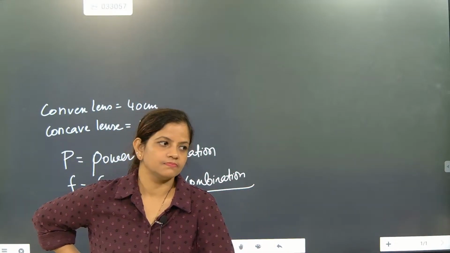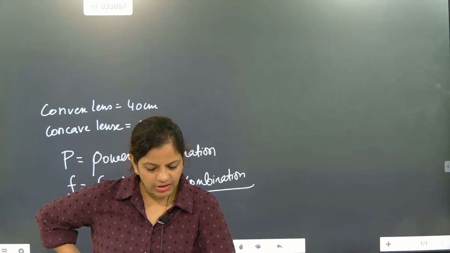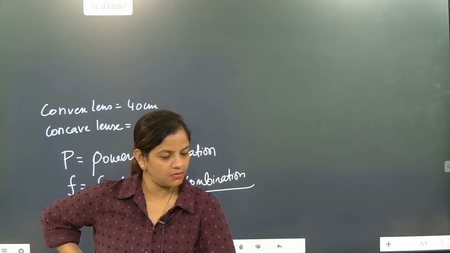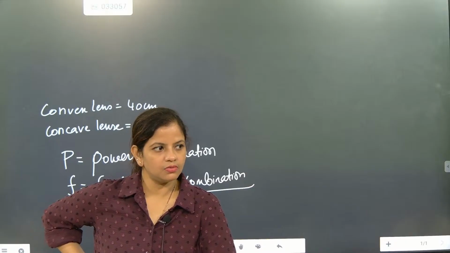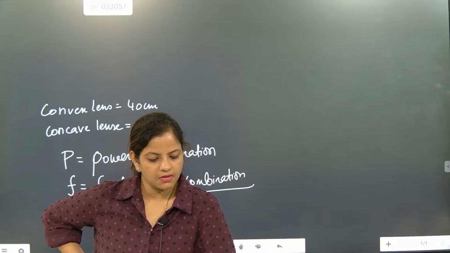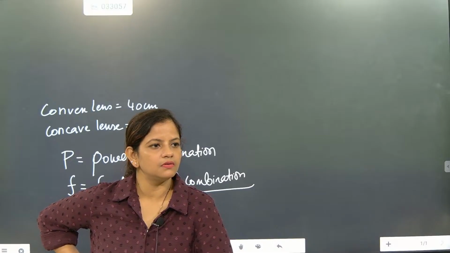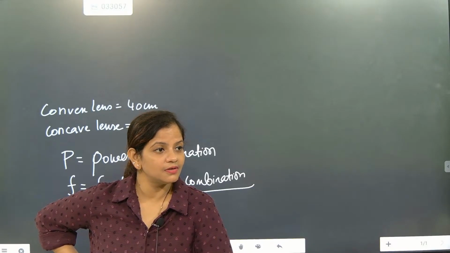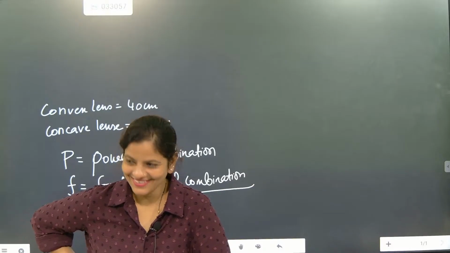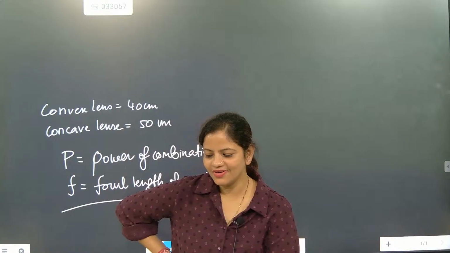Minus 2. How did minus 2 come? Check. Sorry, 2 diopter, not minus 2. 2 diopter. Converted it.